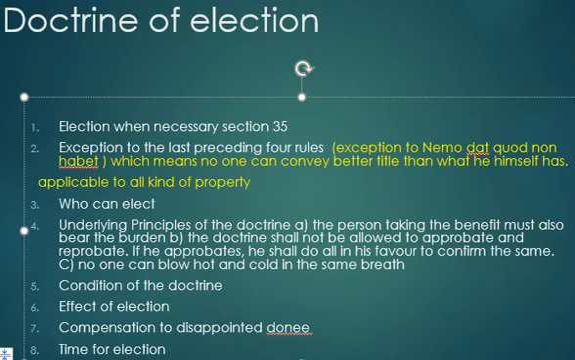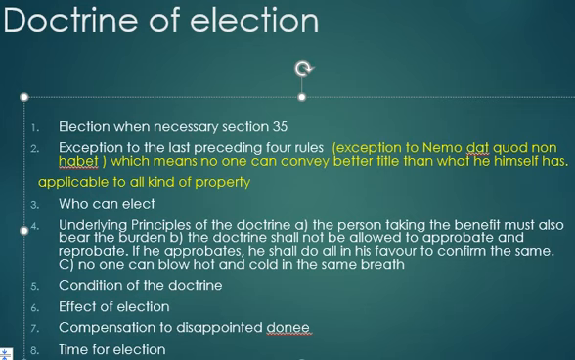We will discuss point number 3. Who can elect? A person getting some benefit in lieu of losing something can elect. Then we will discuss the next point, underlying principle of the doctrine. First, the person taking the benefit must also bear the burden. Second, one shall not be allowed to approbate and reprobate. If he approbates, he shall not do anything in his favor to confirm the same. Third, no one can blow hot and cold in the same transaction.